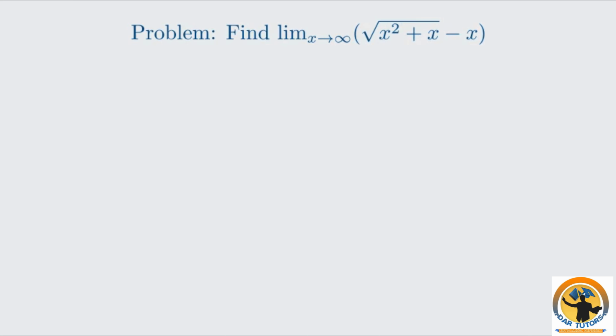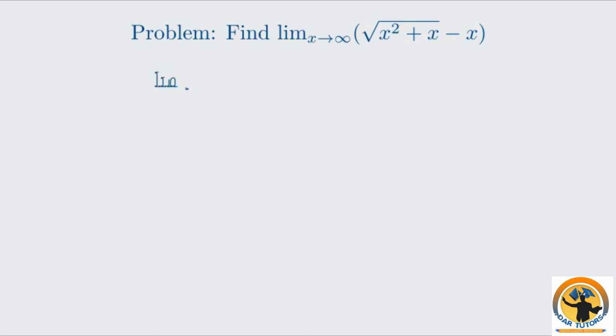Let's work through a more complex example that combines several of the concepts we've learned. This is a typical IB style problem. Consider the function f of x equals the square root of x squared plus x, minus x. We want to find the limit as x approaches infinity. If we try to substitute infinity, we get infinity minus infinity, which is another indeterminate form. We need an algebraic trick to simplify this.